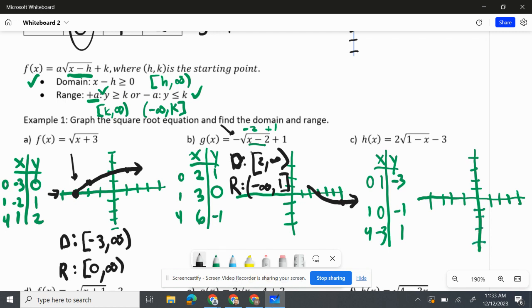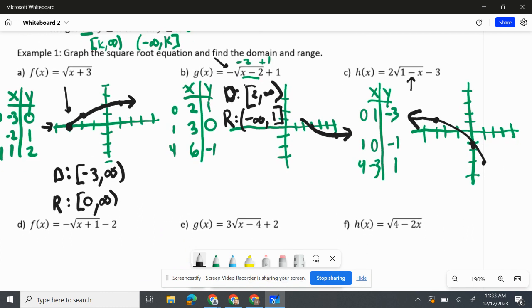So when I graph this, I have 1 and negative 3. I have 0 and negative 1. And I have negative 3 and positive 1. And notice it's going to the left because of the negative right there. So when I state my domain, I have negative infinity all the way to 1. And when I state my range, what I have is negative 3 all the way to infinity.